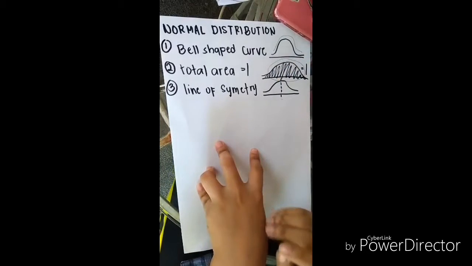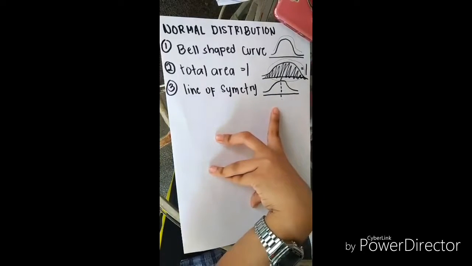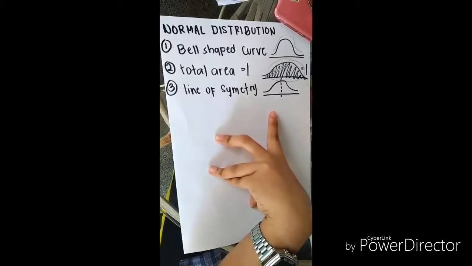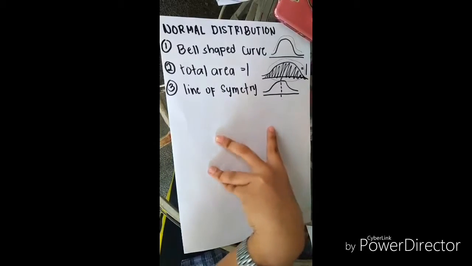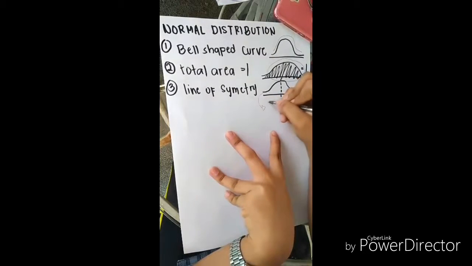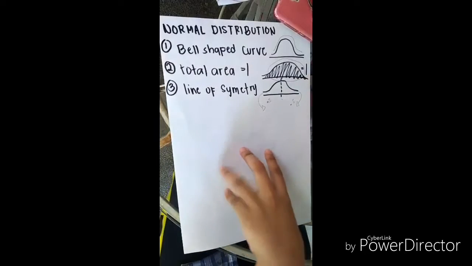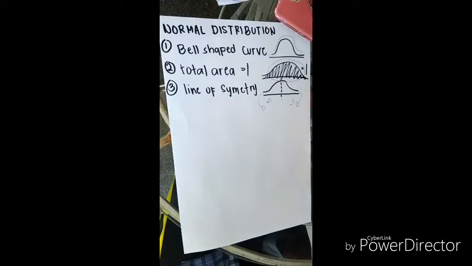The third thing is that this bell-shaped picture here is symmetrical. As we put the line of symmetry here, it cuts the curve inside into half. That gives us 0.5 and another 0.5 from here. Those 3 things should come to mind when we hear the words normal distribution: bell shape, total area, and the line of symmetry.